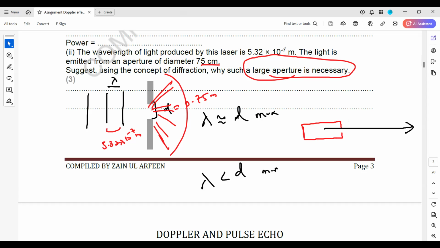That's why this aperture or gap is more than the wavelength, so it will not diffract. Otherwise, if it was equal, then a maximum diffraction will happen and it will spread out.